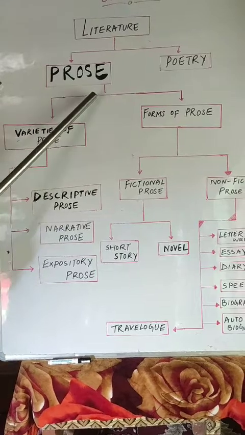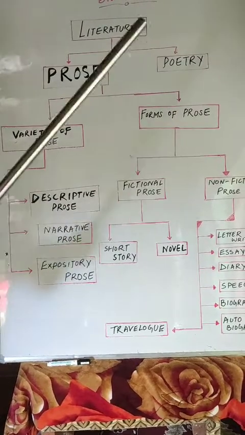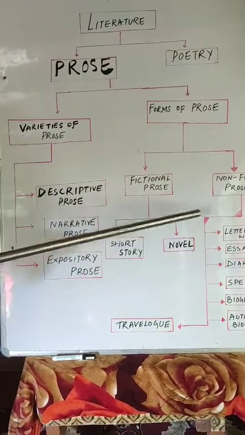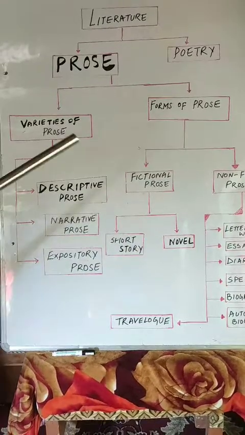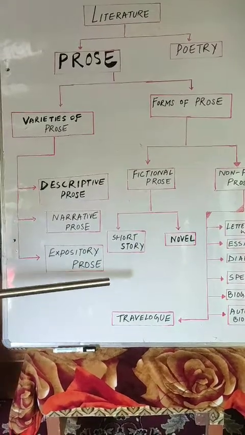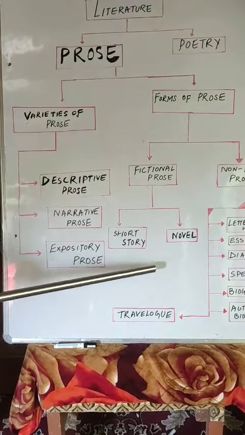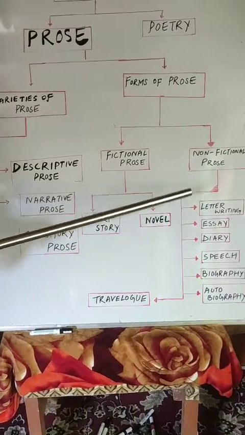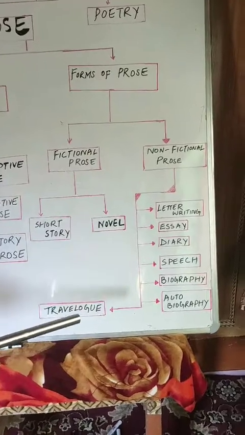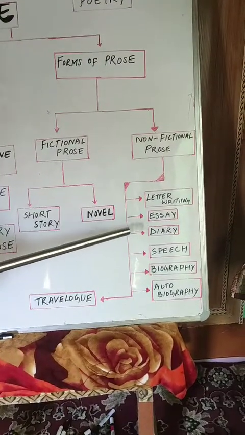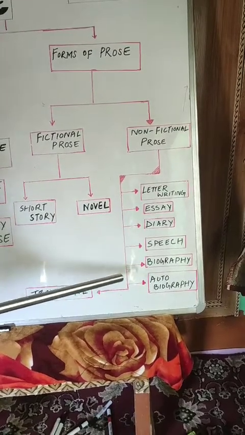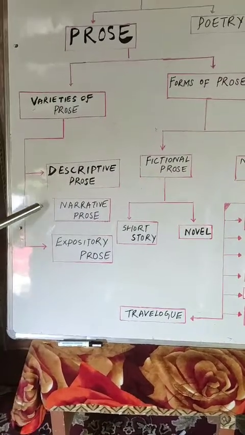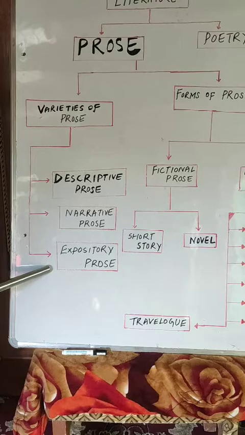Now the second, forms of prose, is divided into two forms: fictional prose and non-fictional prose. Fictional prose is described in two categories: short story and novel. Non-fictional prose is divided into seven categories: letter writing, essay, diary, speech, biography, autobiography, and travelogue. Now, let me explain what is descriptive prose, what is narrative prose, and what is expository prose.